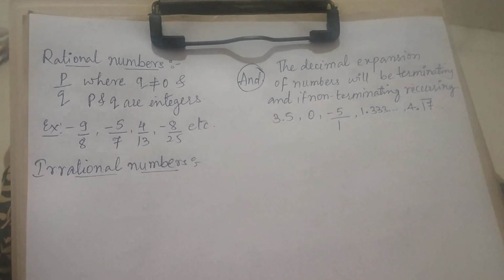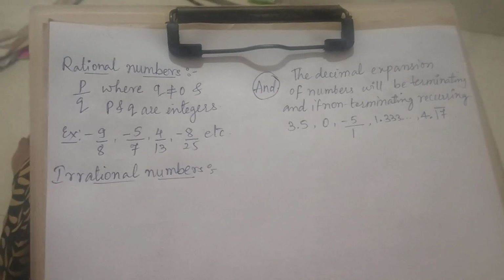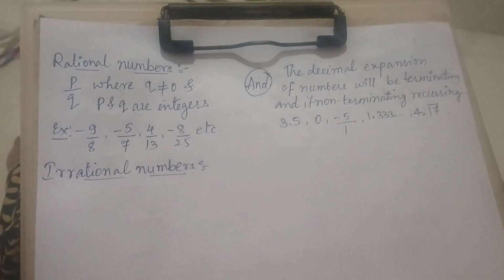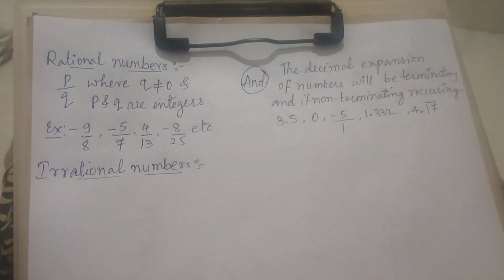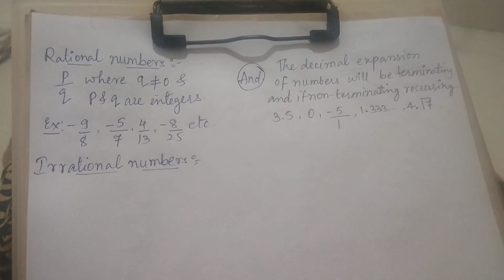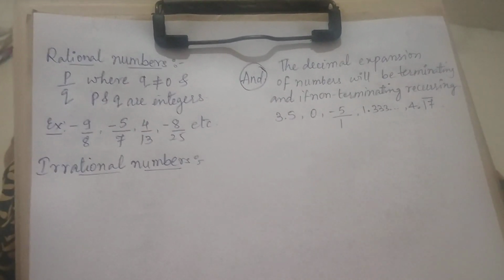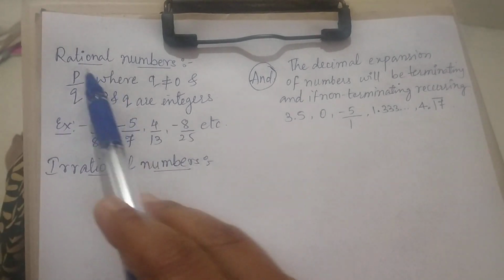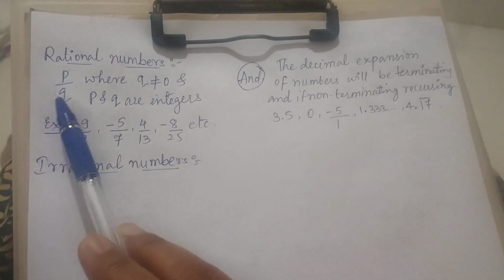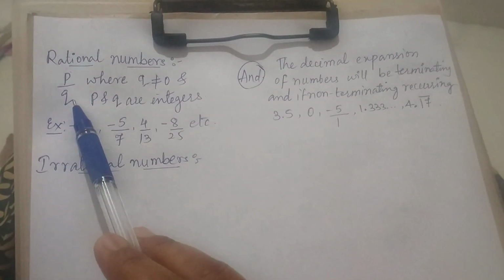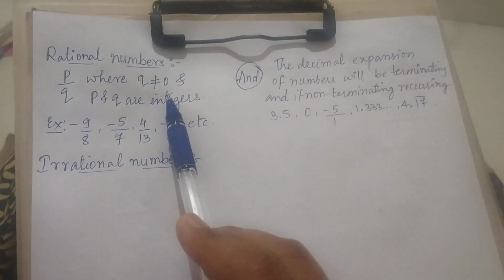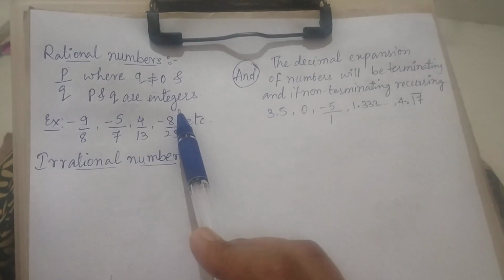This is the second class of the first lesson of 9th standard, real numbers. We have earlier studied some numbers: whole numbers, natural numbers, integers, fractions and rational numbers. What we have studied in rational numbers is here. Rational numbers are the numbers which are written in the form of p by q, where q is not equal to 0 and p and q are integers.